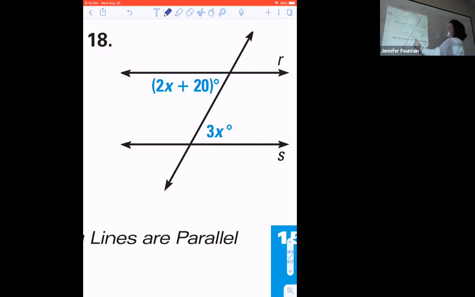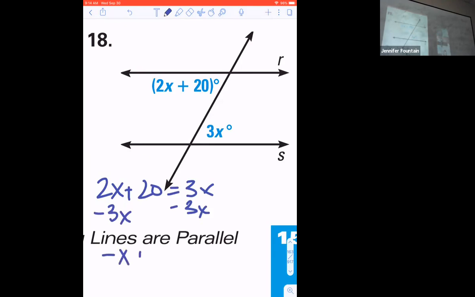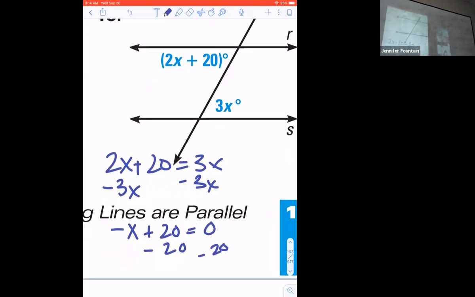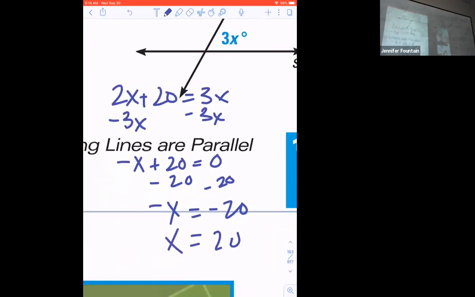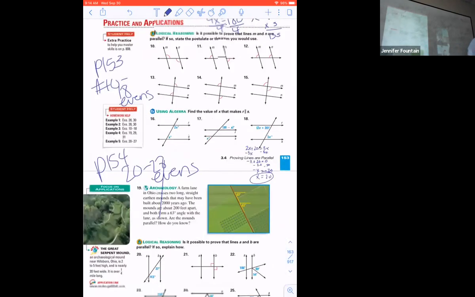So 2x plus 20 is equal to 3x. If I subtract 3x from either side, I would have negative x plus 20 equals 0. Subtract 20, subtract 20. So negative x is equal to negative 20. Therefore, positive x equals positive 20. Or if you wanted to subtract 2x from 3x, then you have x on this side equals 20. Either way, x equals 20. Okay, page 154, 20 through 28 evens.